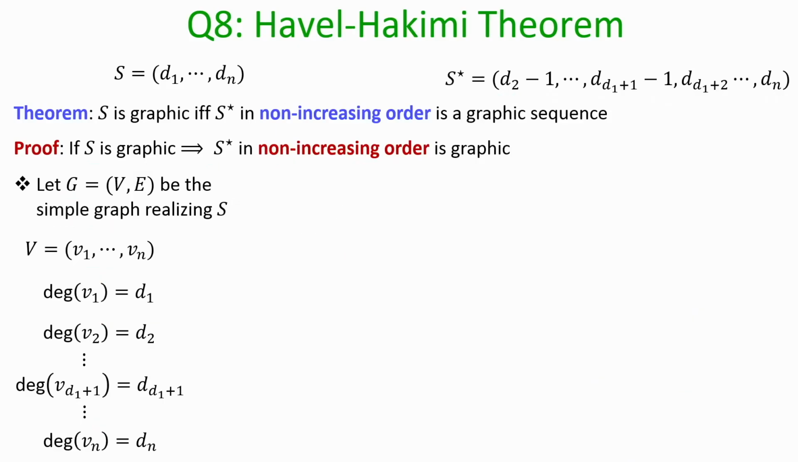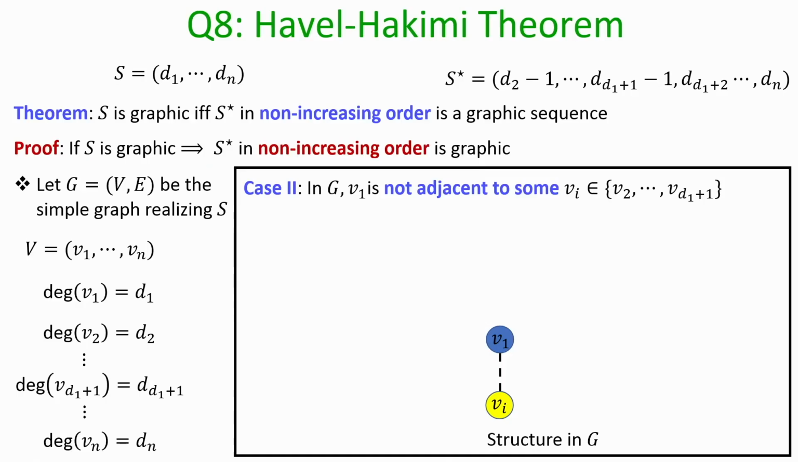So, that is case 1. Now, case 2 will be the following. Case 2 occurs where in the graph G, which realizes your sequence S, the structure is as follows. There is at least one vertex V I in the set V 2 to the D plus 1th vertex, such that V 1 is not adjacent to that vertex.